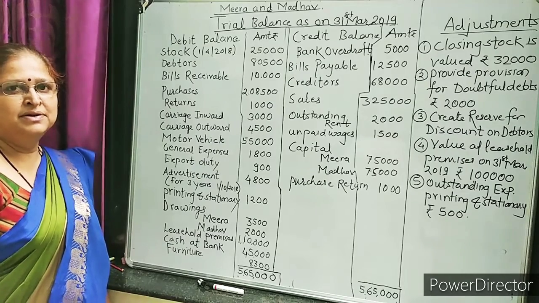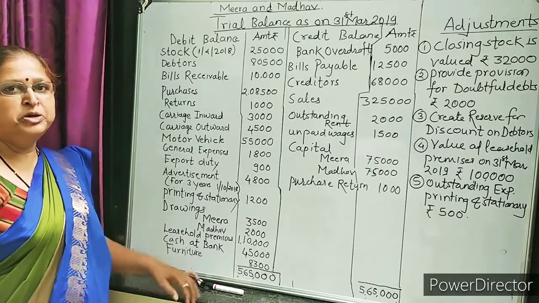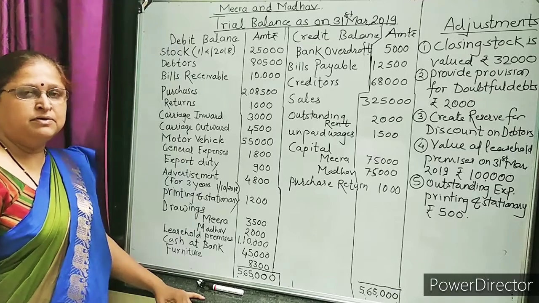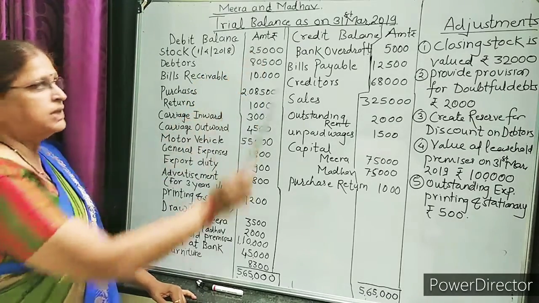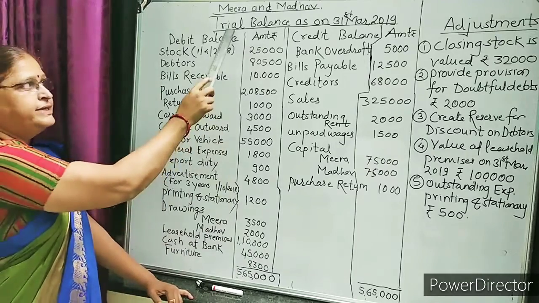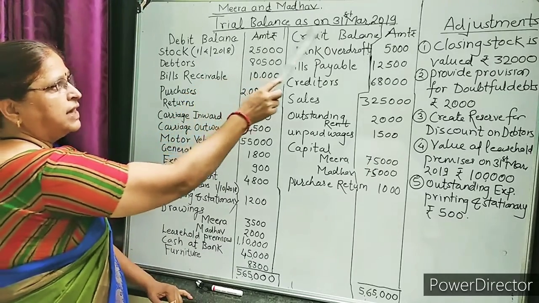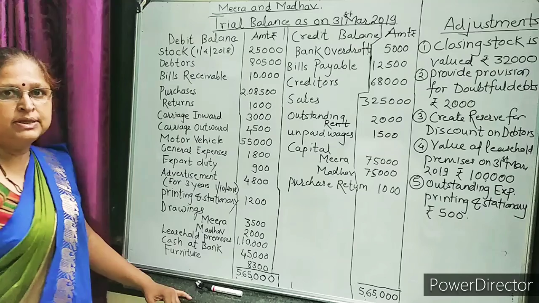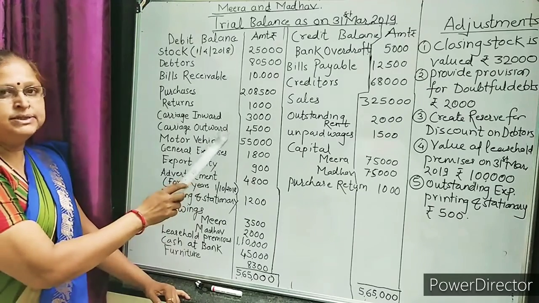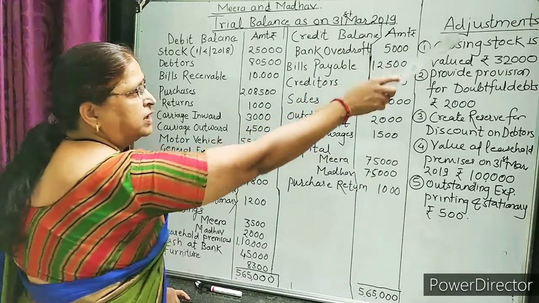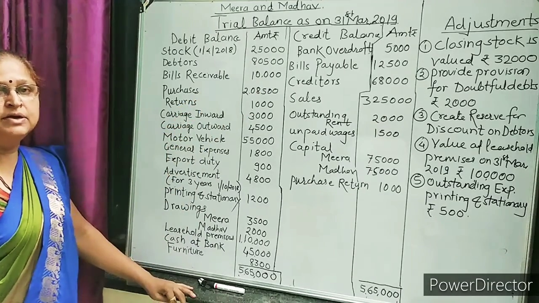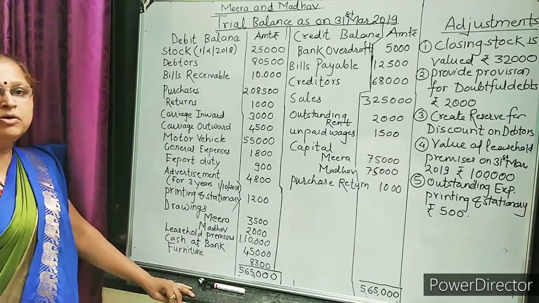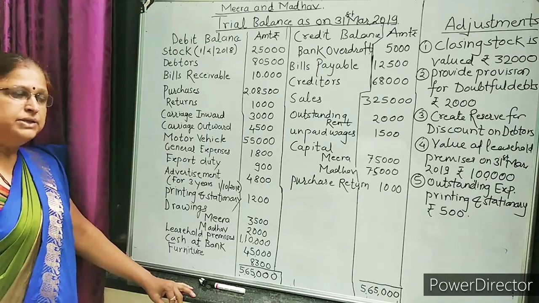Hello friends, today we are going to start a new problem. Page number 57. Problem is of Meera and Madhav. Now trial balance is given. Trial balance as on 31st March 2019. Trial balance and adjustments are given, and from this trial balance and adjustments we are going to prepare trading, profit and loss account and balance sheet.